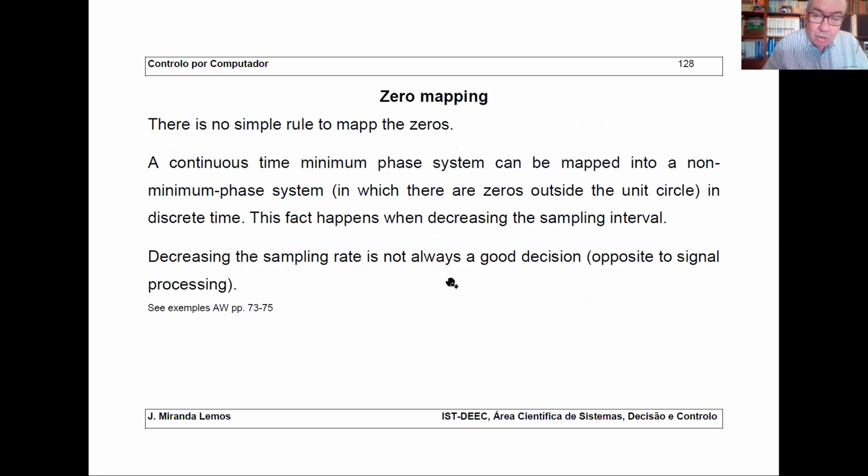Now, you can make the zeros migrate outside the unit circle by changing h, by changing the sampling interval. In many systems, and this depends on the characteristics of the system, what happens when you reduce the sampling interval, when you reduce h, is that the zeros tend to migrate outside the unit circle. Now, a zero outside the unit circle is something which is not desirable.